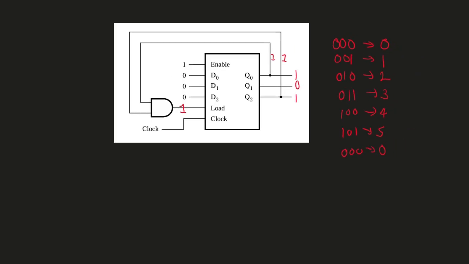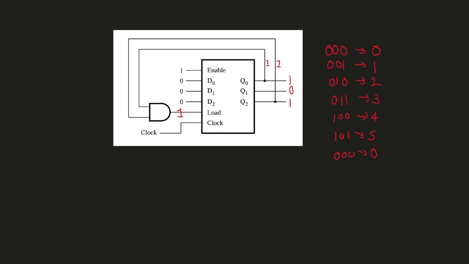Okay, so we see this counter stops counting at 5, and then when it reaches 5, it goes back to 0. And this is called a modulo 6 counter, because it can display 6 different numbers: 0, 1, 2, 3, 4, and 5.